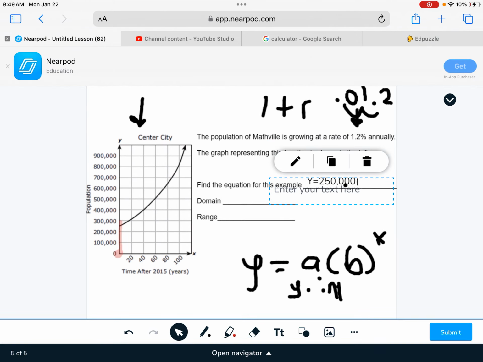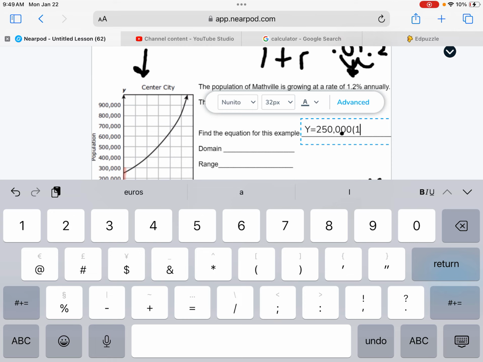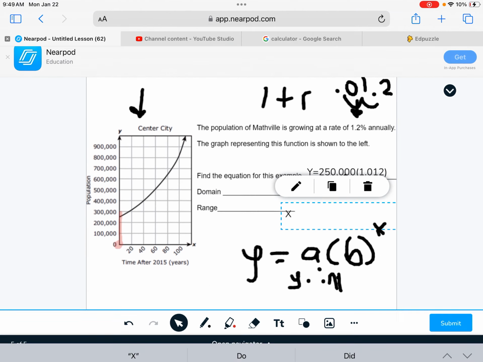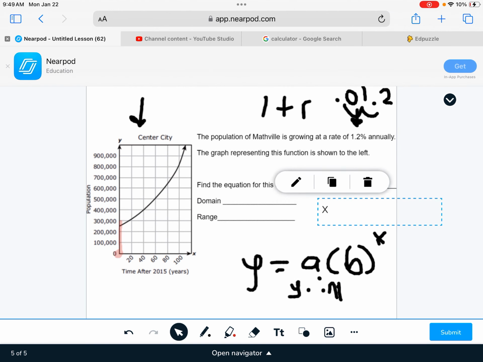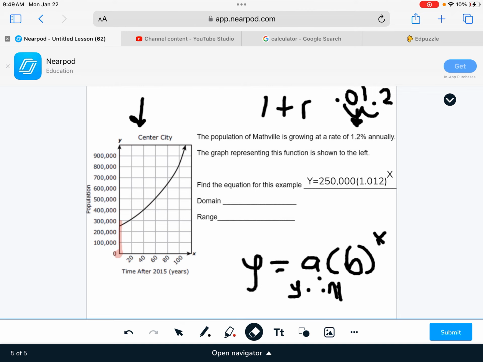1 plus 0.012 becomes 1.012. Close those parentheses, and that is going to be raised to the x. That x is going to be an exponent here. And that is going to be what my equation is. y equals 250,000 times 1.012 raised to the x.